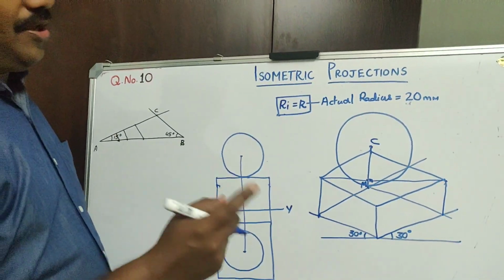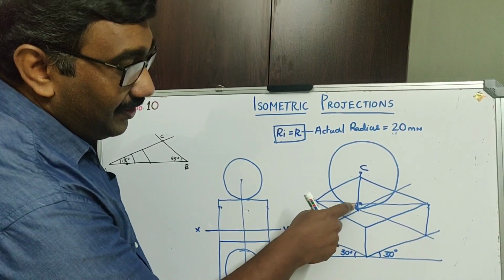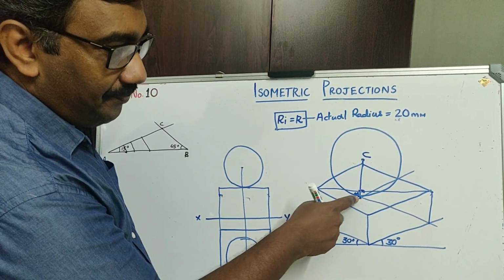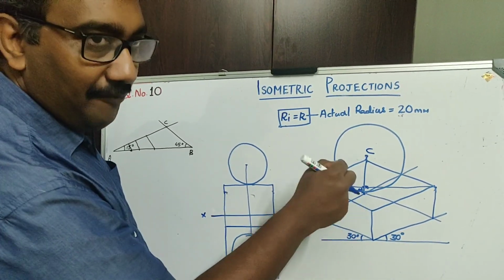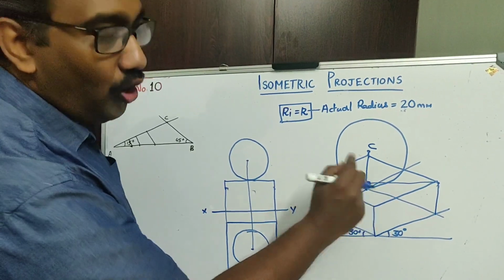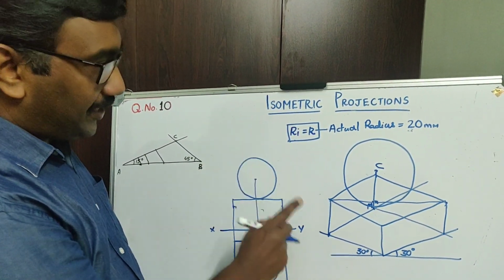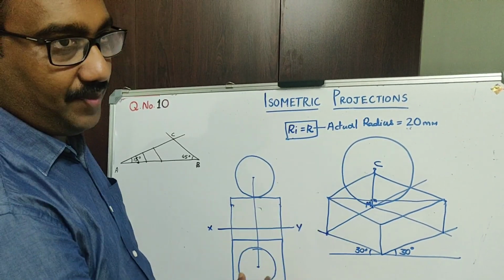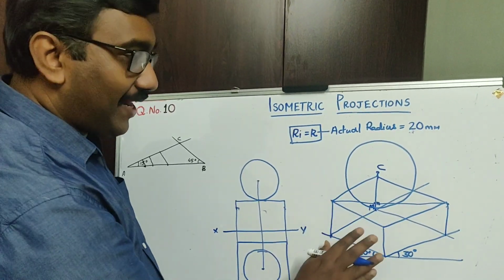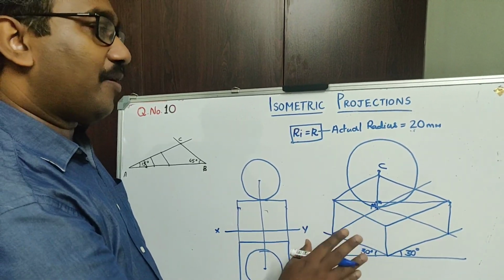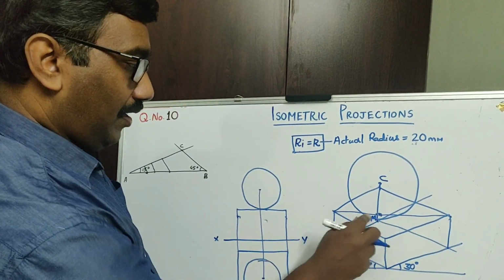Look here. When you are taking the actual 20, you can find out that it should definitely go beyond M. This circle should go definitely beyond or below M. That is the peculiarity of isometric projection of a sphere, which is resting on top of any surface, whether it is square slab, pentagon, whatever it may be. It will go below this particular midpoint.